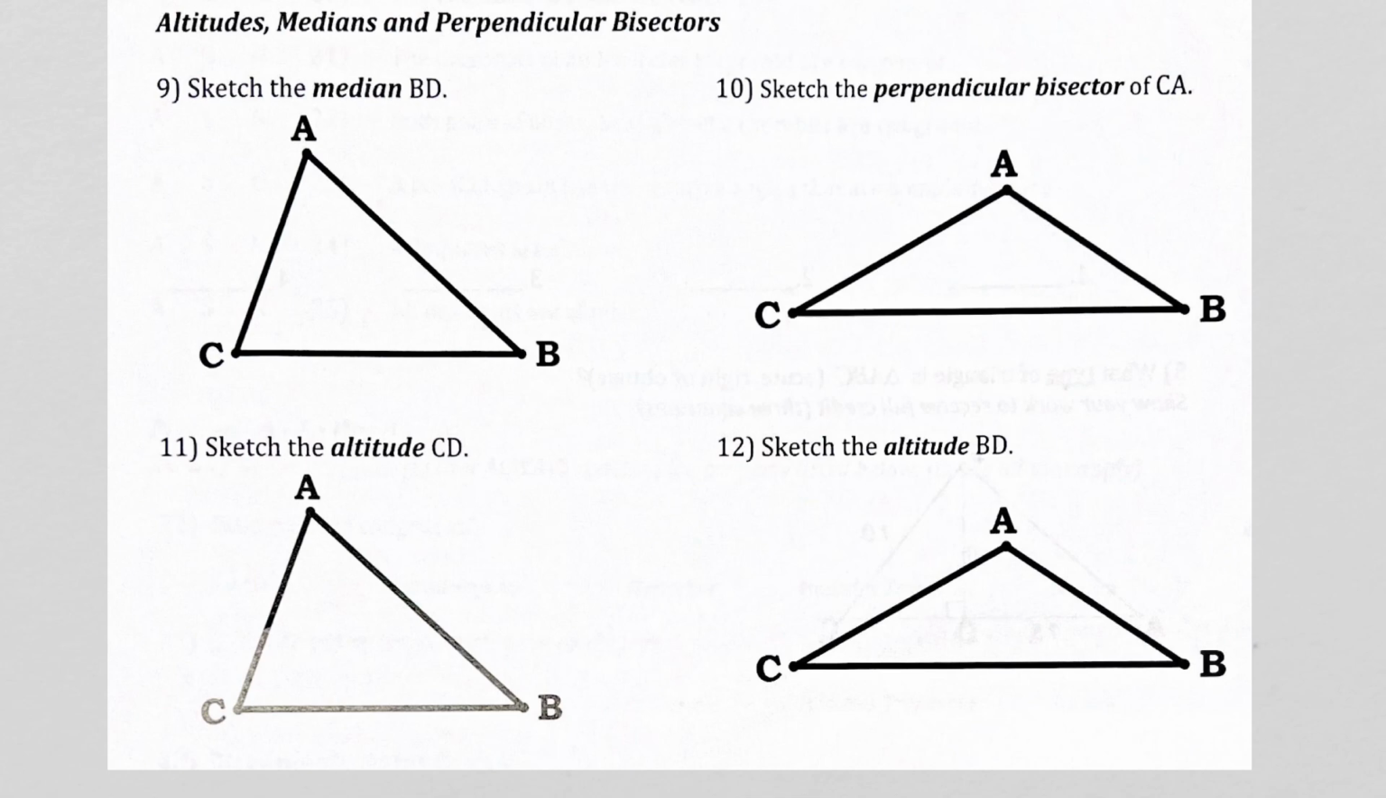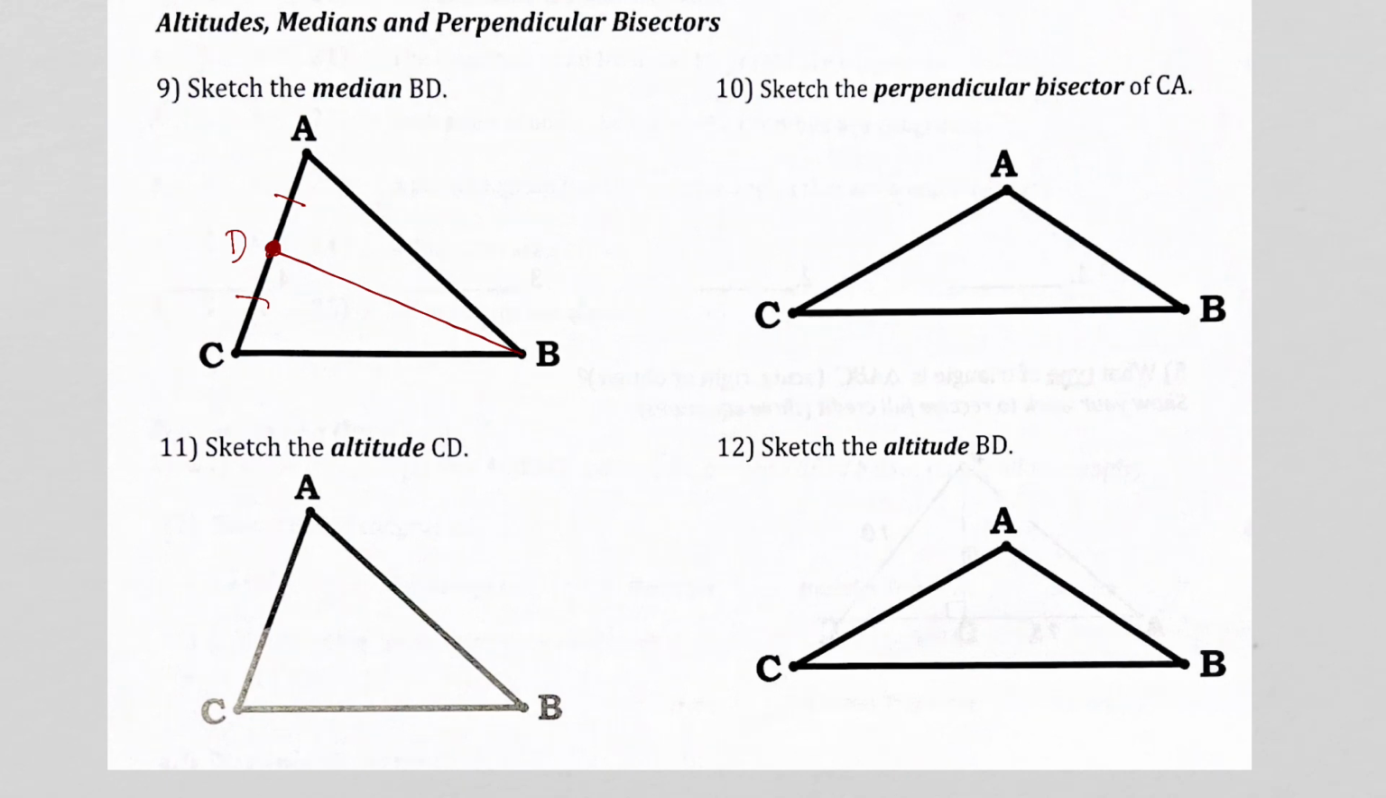Okay, the median BD. So we know we're coming from B, and we're going to this side right here. So we're going to find a spot halfway in between, which is right about there, and we'll call that point D. And we have to show that that's the median point by doing that. And then we're going to draw our line, which is the actual median, from there to there.